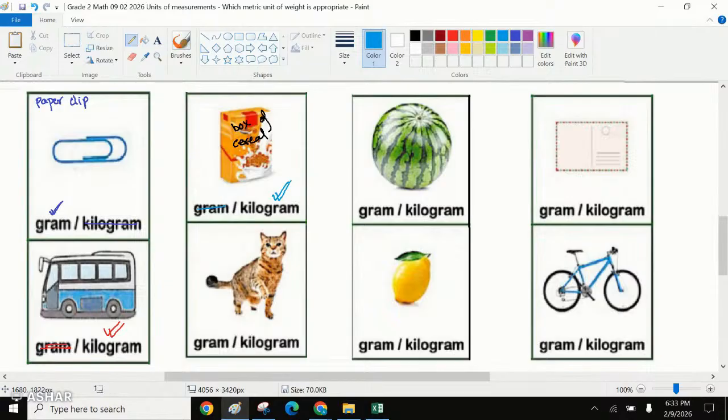What about the cat? We saw a kitten. Let's look at a cat. A cat could be 1 kg, right? Or 2 kg.